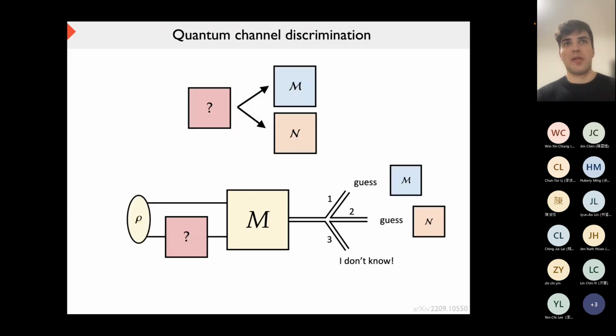So going back to channels now, we have a similar setup, but it's more extended now, because for the channel we can choose any input state. We can plug in any input state and also optimize over the measurement. So now we are optimizing over input states and measurements. And this setup is the most general way to discriminate quantum channels. So again, we use the setting of post-selected hypothesis testing. So we have this additional outcome.